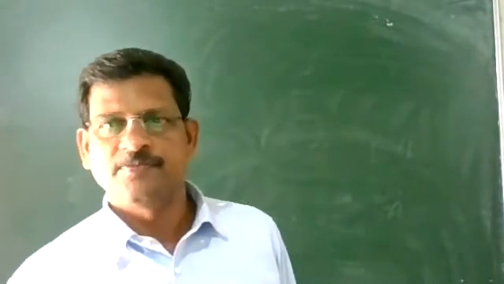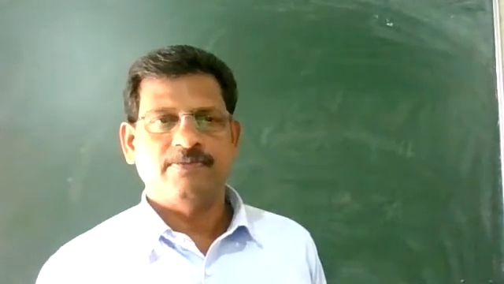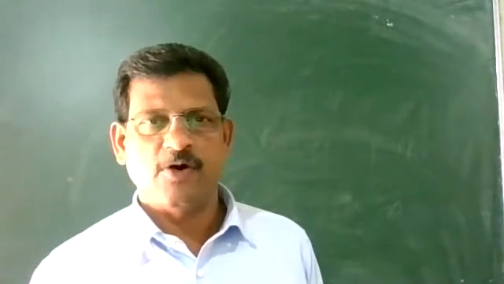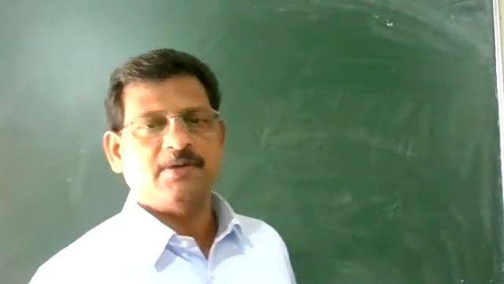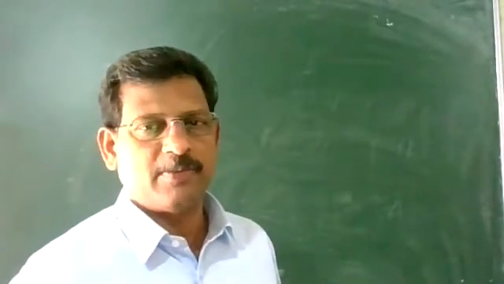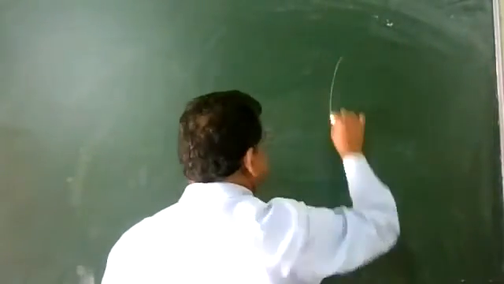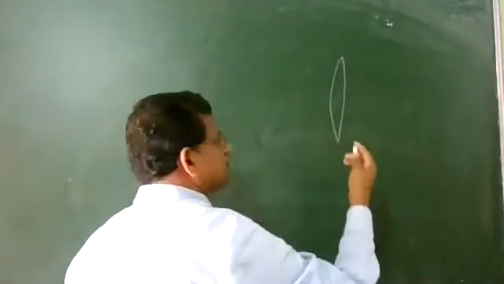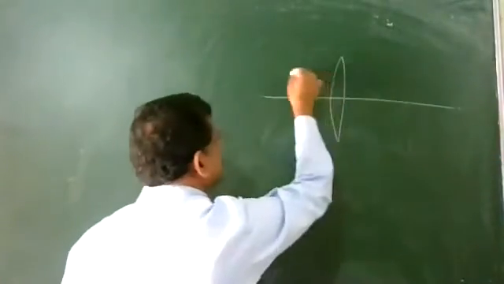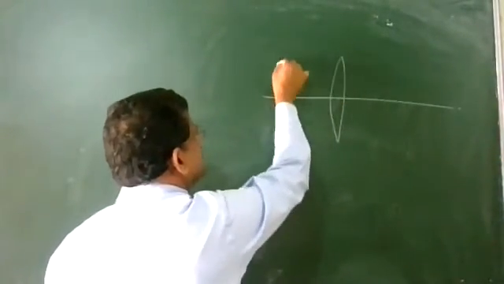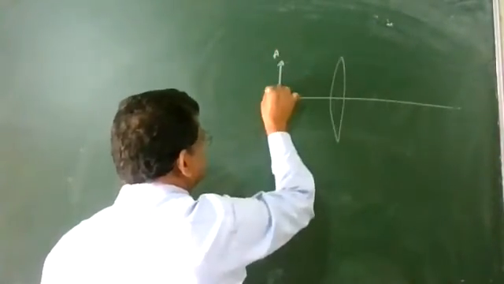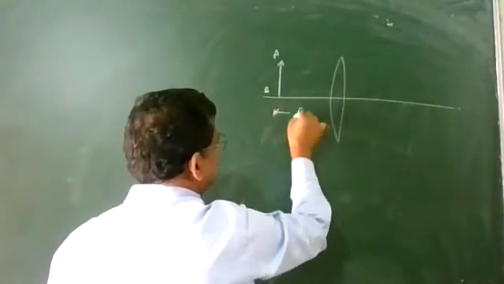Okay. Next is the magnifying power of a simple microscope when the image is formed at infinity. That is called normal adjustment. So last class we have seen one part of the diagram. Taking the diagram, the object is kept at the focus, one focal length away.